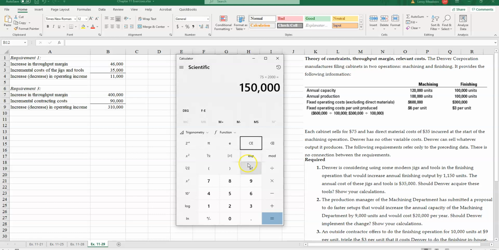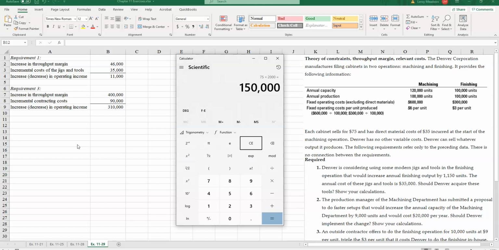So hopefully this exercise explains the concept of throughput or contribution margin. We use the term throughput margin here because there were no other variable costs, but we really could have used increase in contribution margin, which we might have more accurately used if there were direct labor or variable manufacturing overhead costs. We would have just included those. But hopefully you get a sense now of the decision-making process in dealing with constraints.